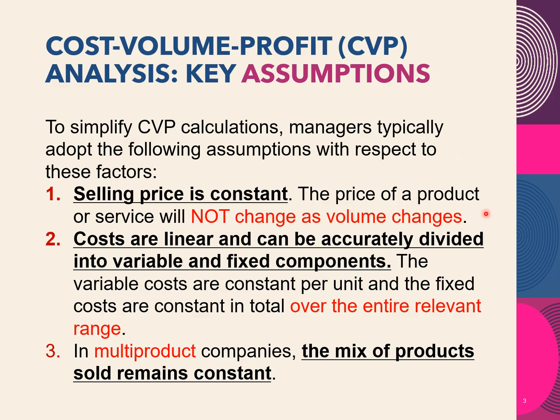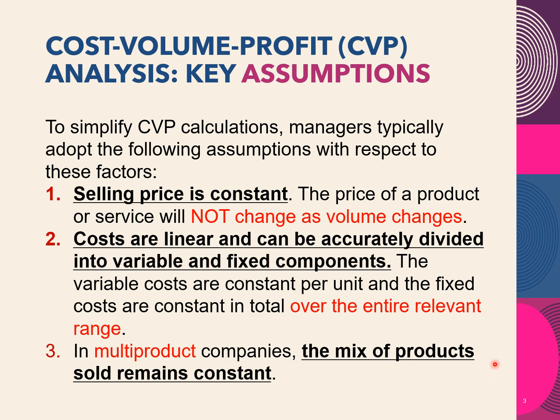The first one is selling price is constant. The price of a product or service will not change as volume changes. The second assumption is that costs are linear and can be accurately divided into variable and fixed components. The variable costs are constant per unit, and the fixed costs are constant in total over the entire relevant range.